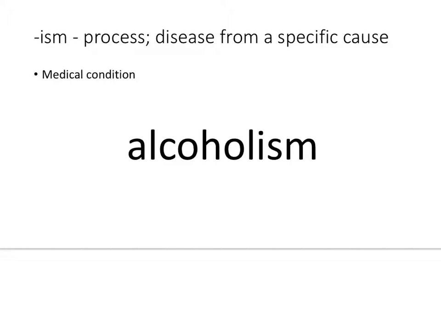Okay, the next suffix on the list was ism, and this is a process or a disease from a specific cause. In this case, we'll start with ism, which would be process or disease that comes from alcohol. So alcoholism is a disease that has to do with alcohol.